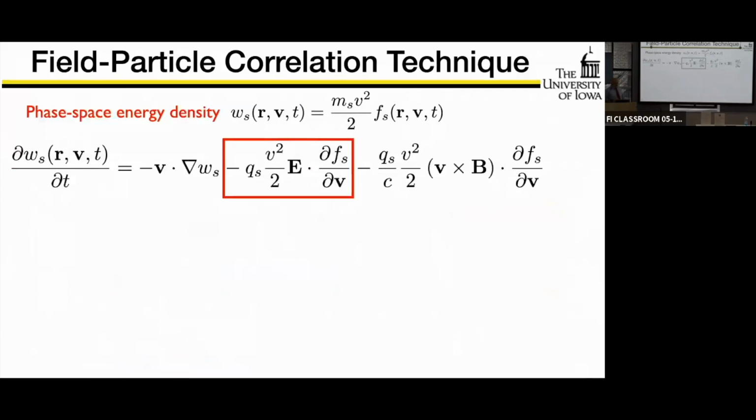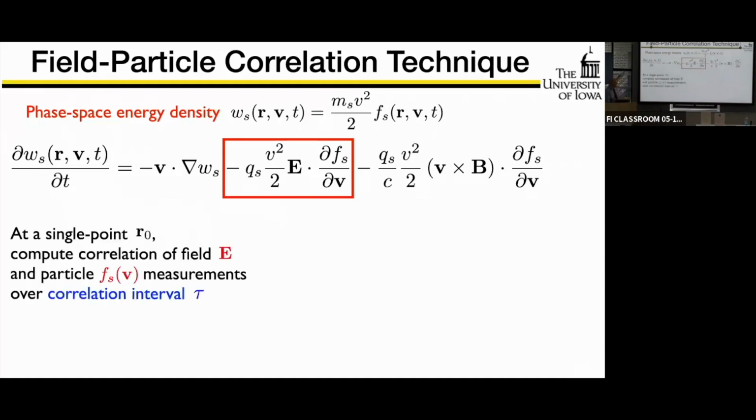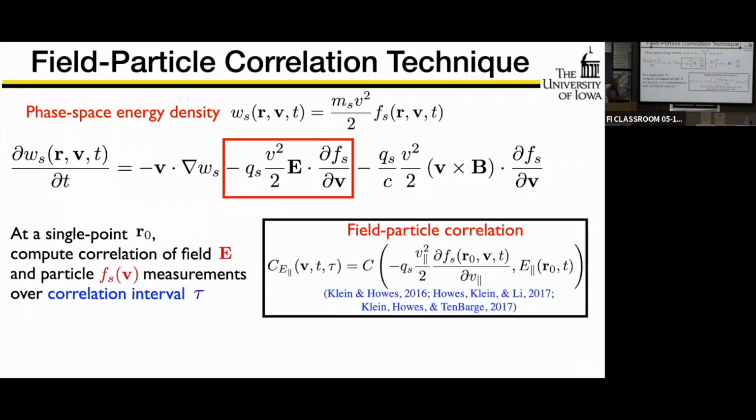So what do we learn from this? We want to define a technique where we can do this. And this is the field particle correlation technique. So again, we're going to focus on this electric field term. And what we do is if we have measurements at a single point in your simulation or out in space, we're going to compute a correlation of the electric field at that position and the particle velocity distribution function, and we're going to average it over some correlation interval. So we define the field particle correlation. This is the parallel field particle correlation for the parallel part of that dot product. And it looks like this, and it's averaged over some time length.